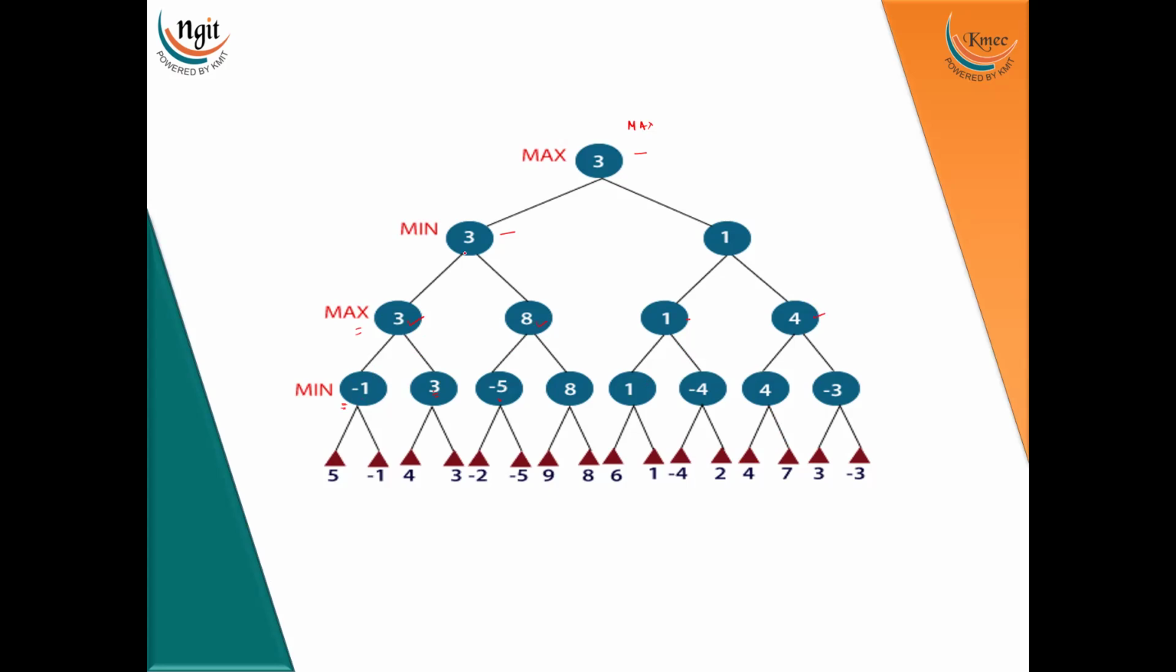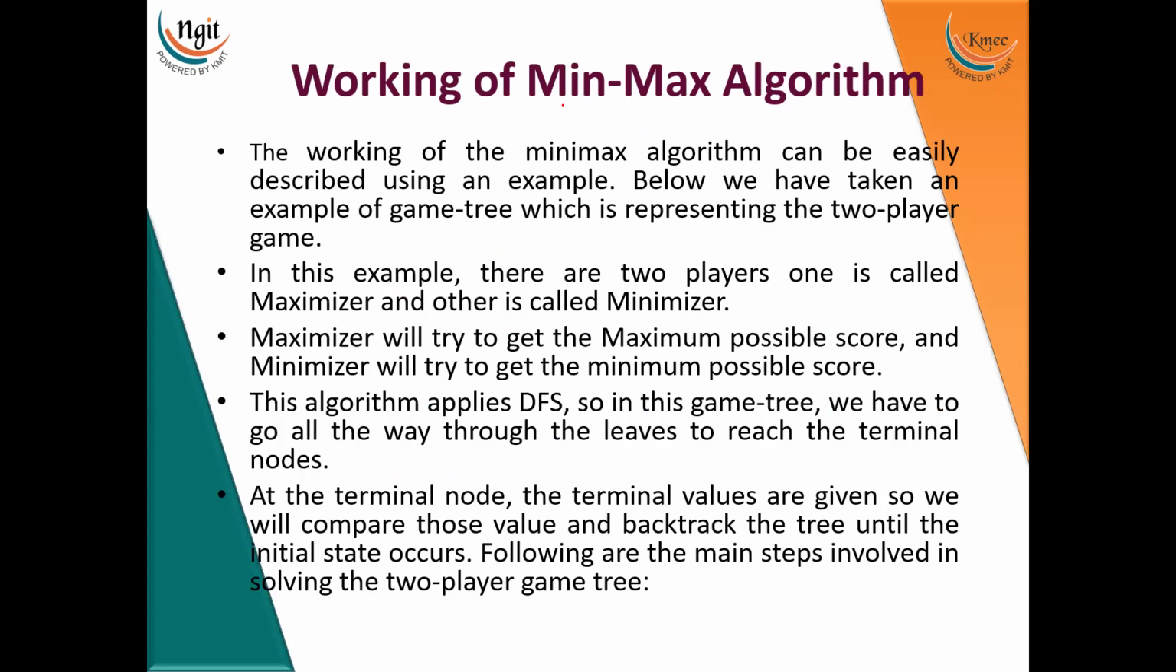Okay. Now, the next one is, it is now the chance of min. So, min will obviously minimize its utility. So, out of 3 and 8, it will choose 3. And 1 and 4, it is 1. And again, coming to the root, it is now the chance for max. And 3 and 1, it uses the 3. Now, in this way, the min-max algorithm will work.